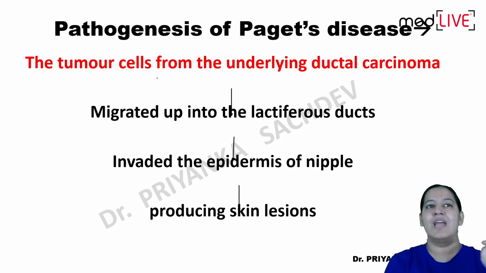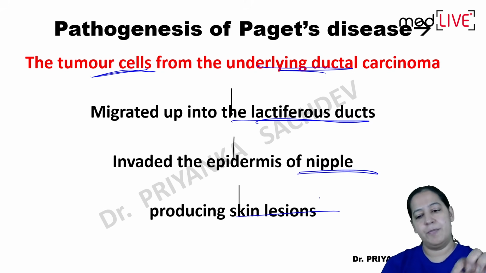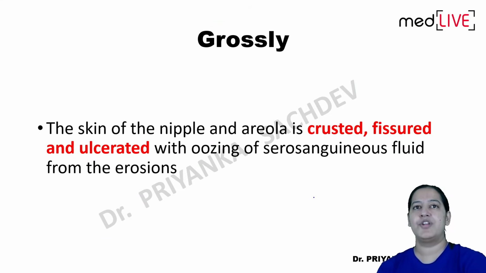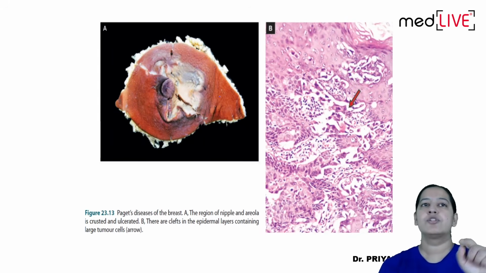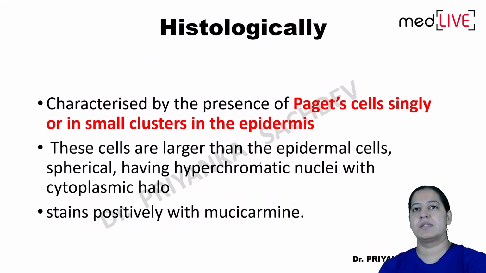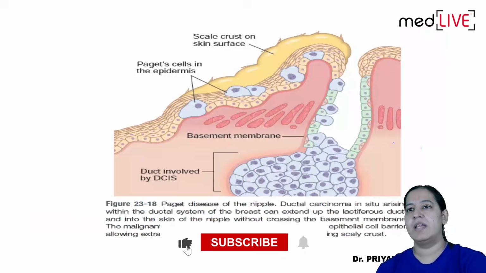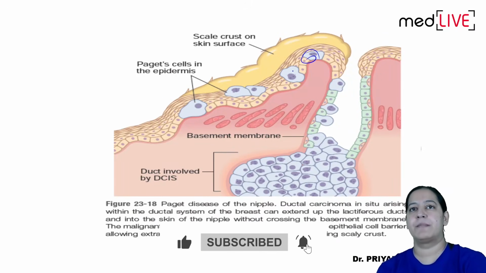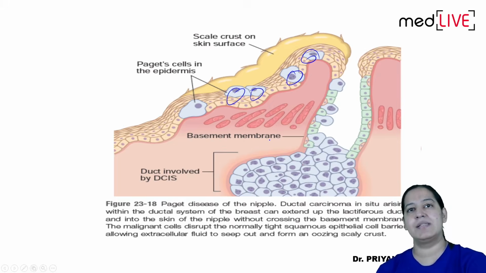So this is the thing: tumor cells from an underlying malignancy enter the lactiferous duct. They go to the nipple. They produce skin lesions there. Should I proceed? So the patient presents with crusting, fissuring and ulceration. Histologically, you will see Paget cells in the epidermis. That was all about Paget disease. So I tried my best. I guess I'm done.